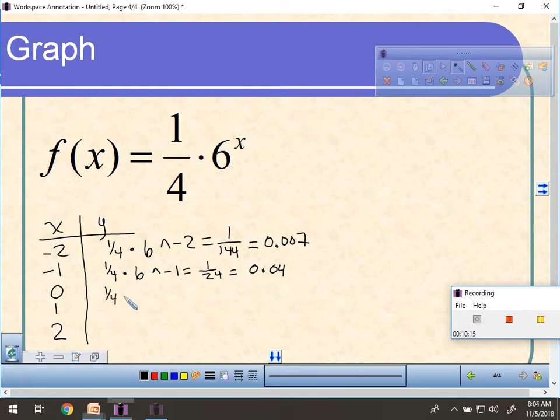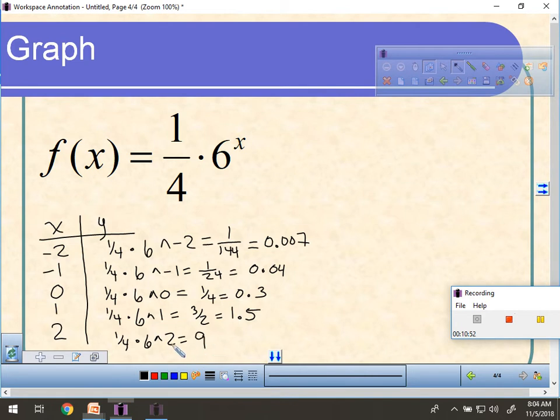The next one, if you type in 1/4 times 6 to the 0, your calculator should give you 1/4. So that'll be 0.25. For the next one, 1/4 times 6 to the first, that'll give you 6 over 4. So you should get 3 over 2 if you type that in correctly, and you just get 1.5. For the next one, if you type in 1/4 times 6 to the second, your calculator should just give you 9 as your answer for that.